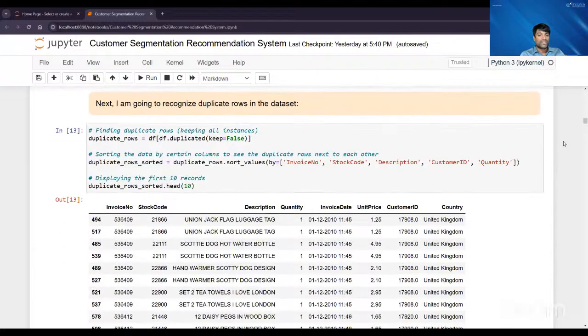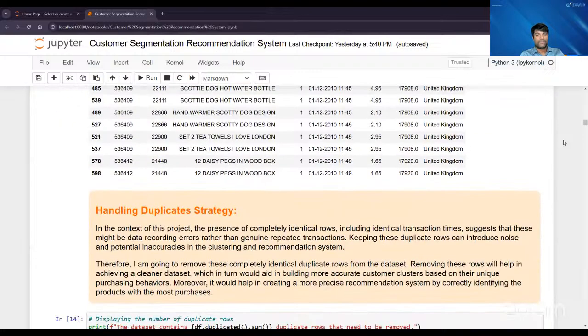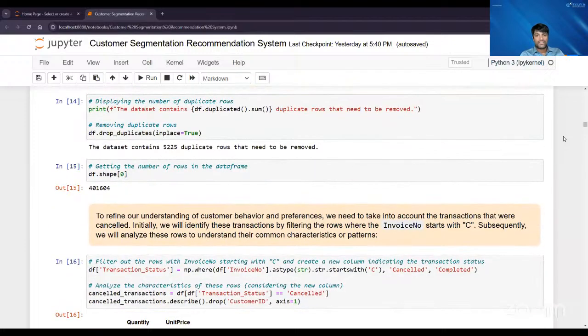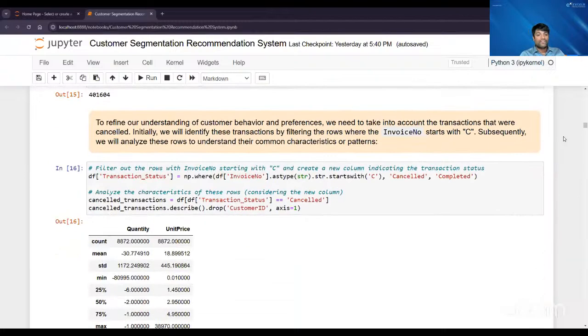After that, the next step was identifying the duplicate rows, right? What are the duplicate records in the data set? And we tried to handle those duplicates as well. After that, we checked the shape. From around 5.4 lakh, I guess, it came down to 4 lakh. And then we started identifying based on the cancelled or completed status, which has C.